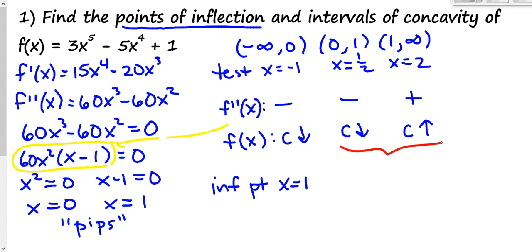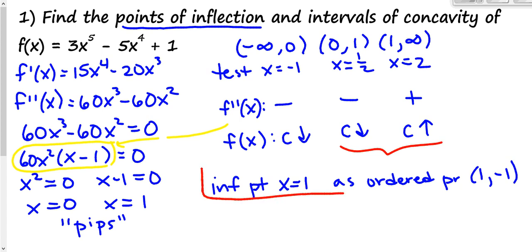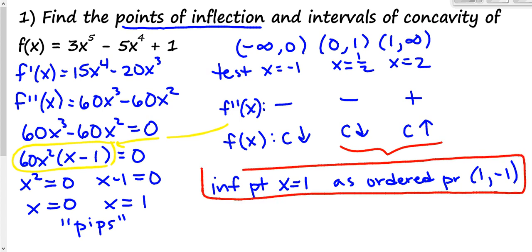If you want that point as an ordered pair, because sometimes you might need the y coordinate as well, you would plug 1 into the original function and get its y coordinate. So 3 times 1 minus 5 times 1 plus 1. That looks like it would be negative 1, if I did that right. Okay, so find the points of inflection. We've got that. Find the intervals of concavity.